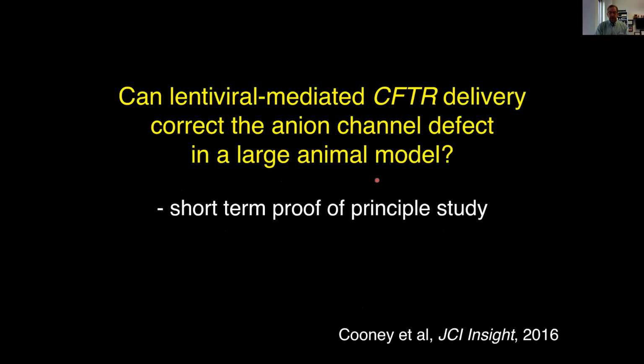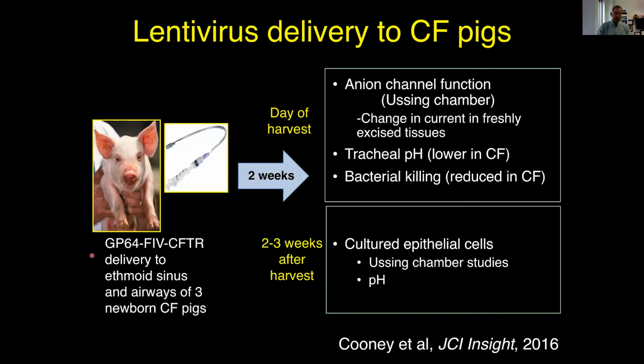So I wanted to briefly review some published work with lentiviral mediated gene delivery of CFTR expression cassettes, which we did in a CF pig model. And this was published in 2016. In this study, we used a FIV lentivirus pseudotyped with the GP64 envelope to deliver a CFTR expression cassette to the airways of newborn CF pigs. And after 2 weeks, we harvested tissues and performed several studies.